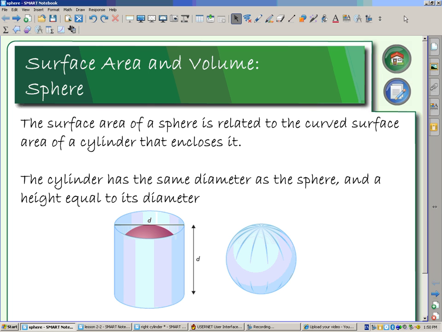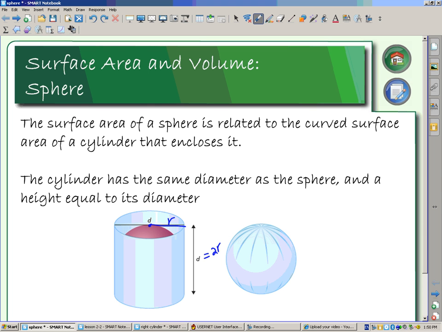So we're looking at that. What's that surface area for the cylinder? That's related to our sphere. The cylinder has the same diameter as the sphere, and its height is also equal to its diameter. So diameter is 2r, and then we also have the radius. So this is a sphere that fits exactly inside the cylinder.